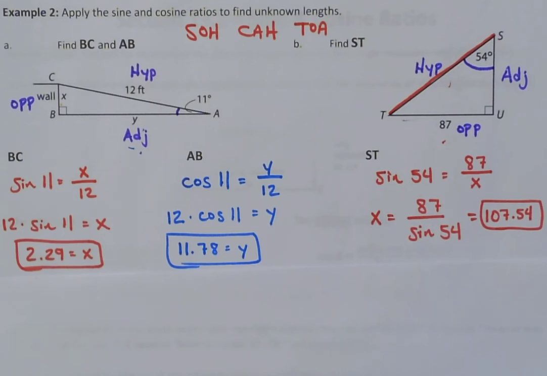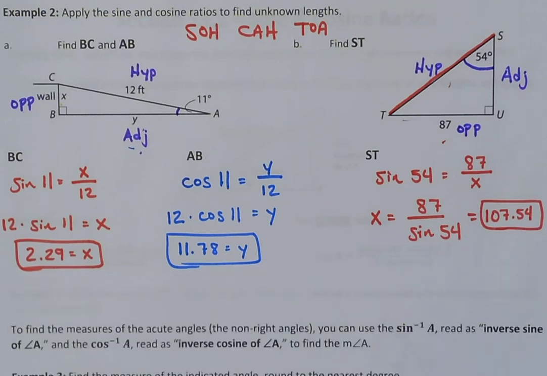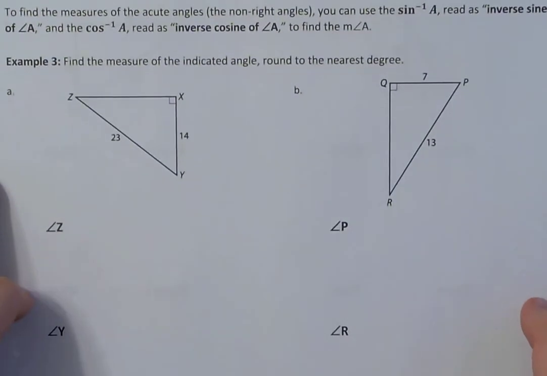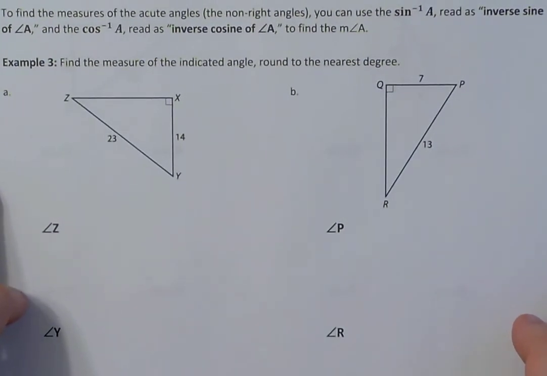All right, so with that said, that is example 3 on applying the sine and cosine ratios to find side lengths. The next part is going through and finding angle measures. So example 3 is just like example 3 from the 13.1 notes for the tangent ratio.